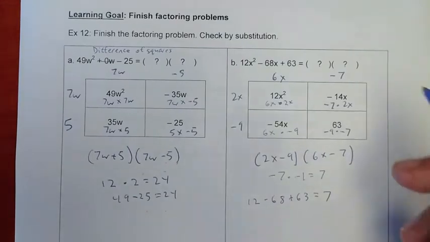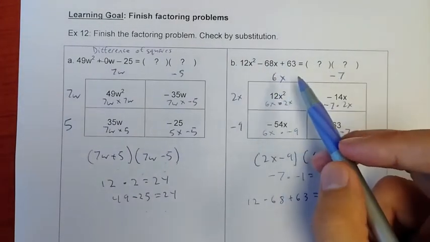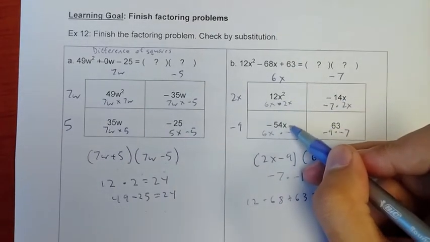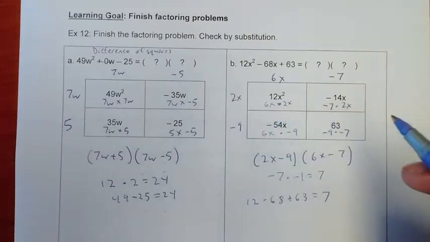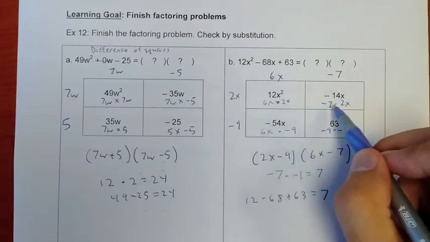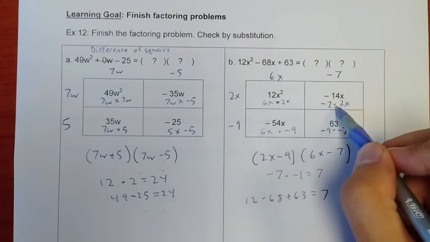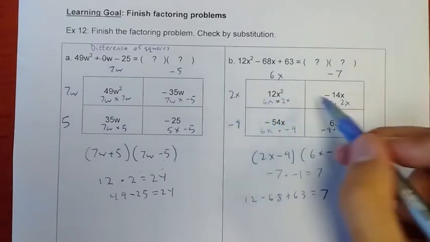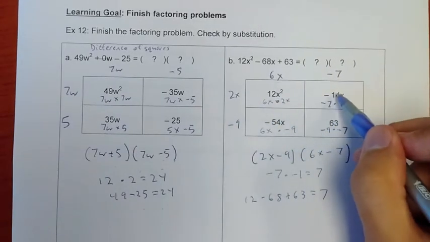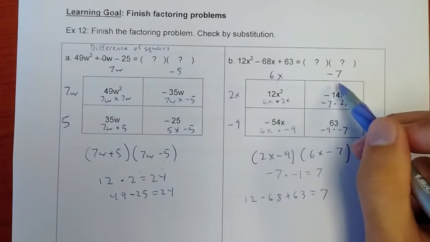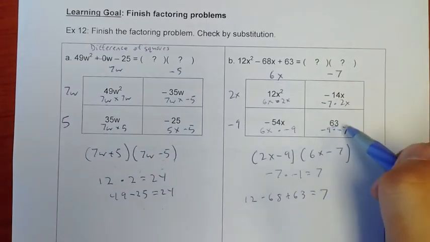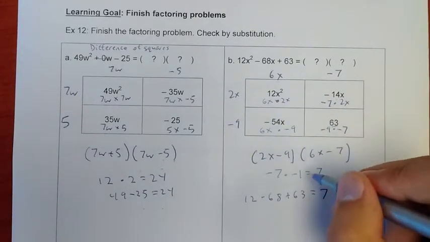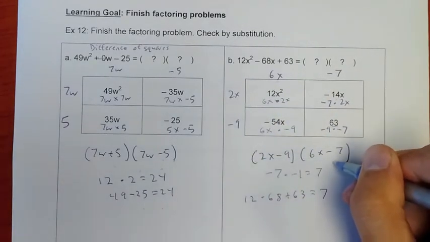And now for example B, we have that the greatest common factor of 12x squared and negative 54x is going to be 6x. And the greatest common factor of 12x squared and negative 14x is going to be 2x. So we can write a 6x at the top here and a 2x on the left here. And negative 14x divided by 2x is going to be negative 7, as well as negative 63 divided by negative 7 being negative 9. So our two factors are going to be 2x minus 9 and 6x minus 7.